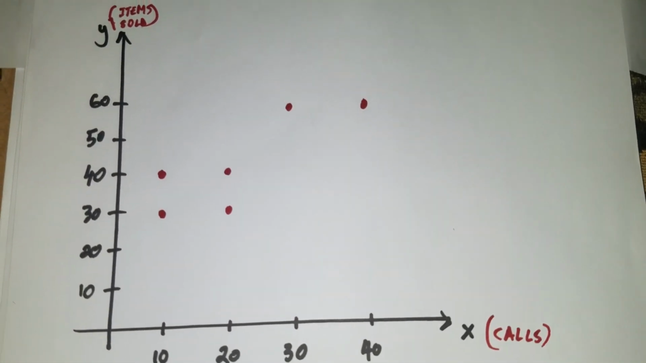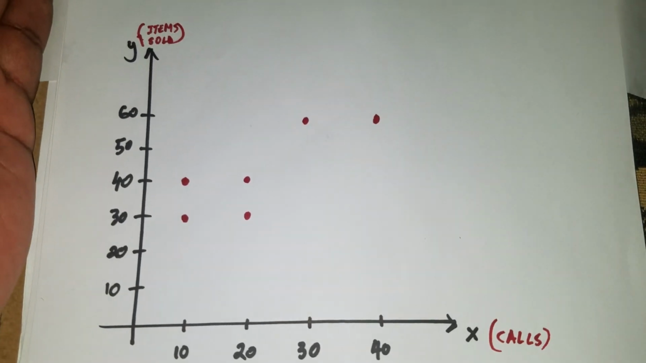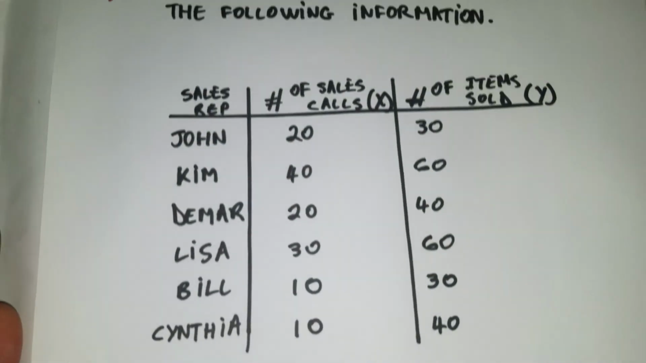So this is how we plot a scatter diagram. It's basically graph plotting. And yes, that will be it for this example.